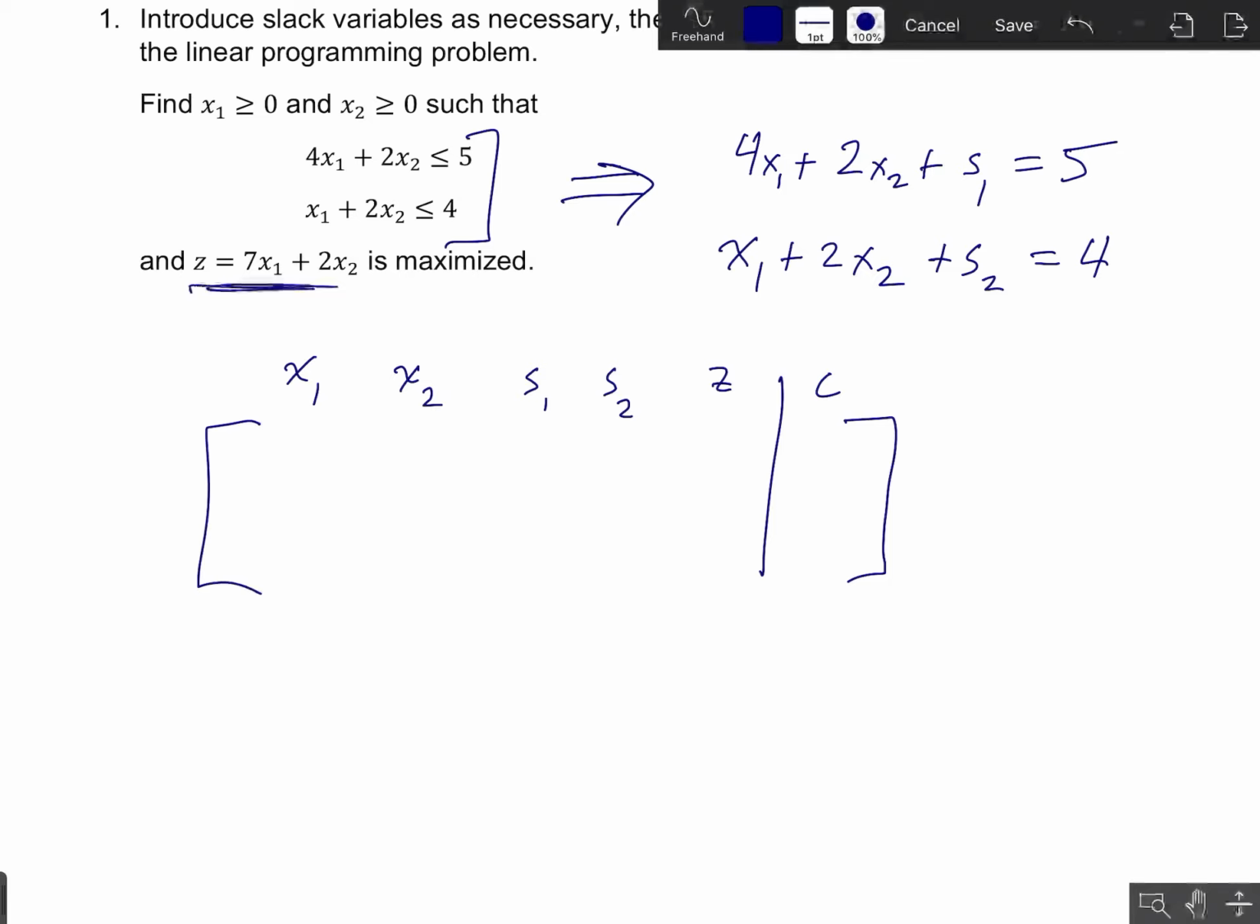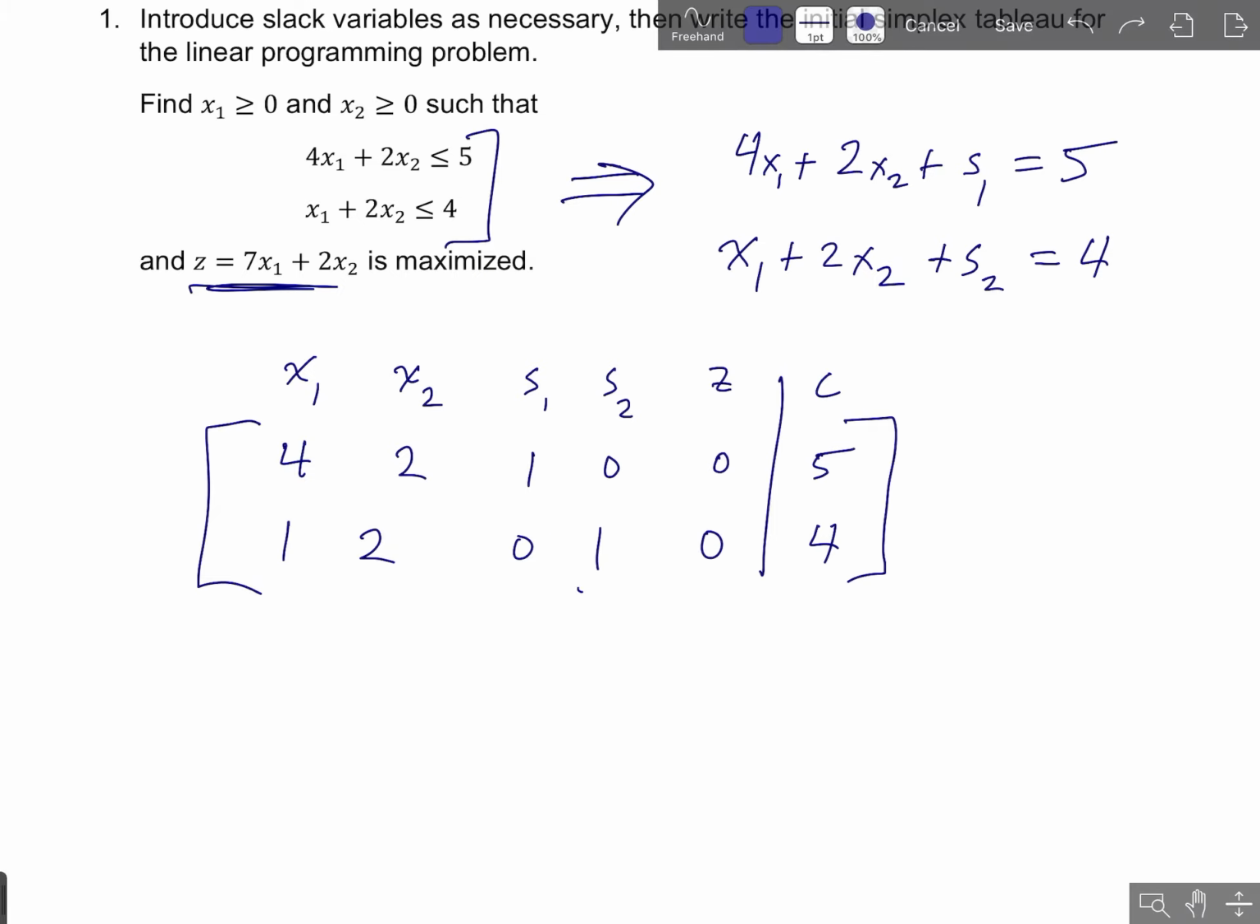So first, let's just put in our two constraint rows. So we'll have the coefficients 4, 2, 1, 0, 0, 5, if I just translate this top equation. And then the next row would be 1, 2, 0, 1, 0, 4. Notice that here this 1 belongs in the S2 column because it has its own slack variable. This is not going to also correspond to the S1 slack variable.